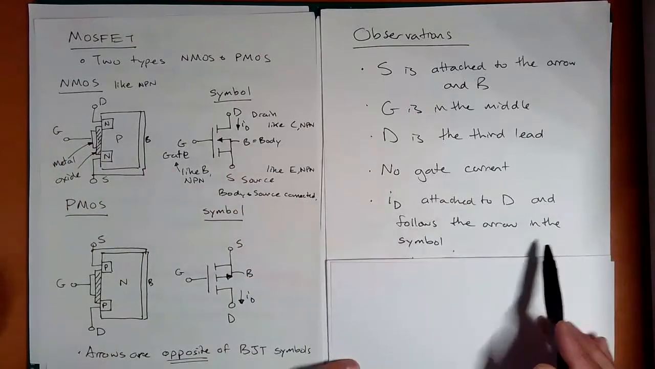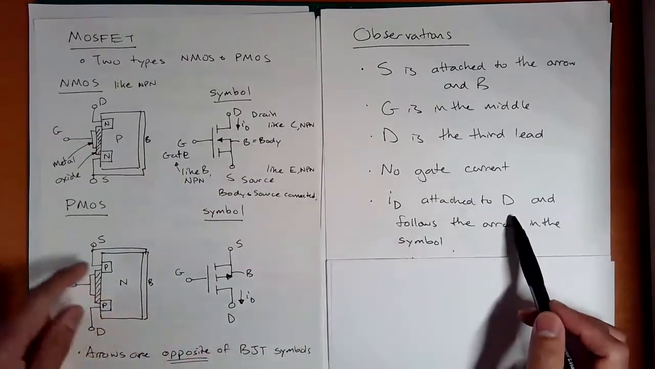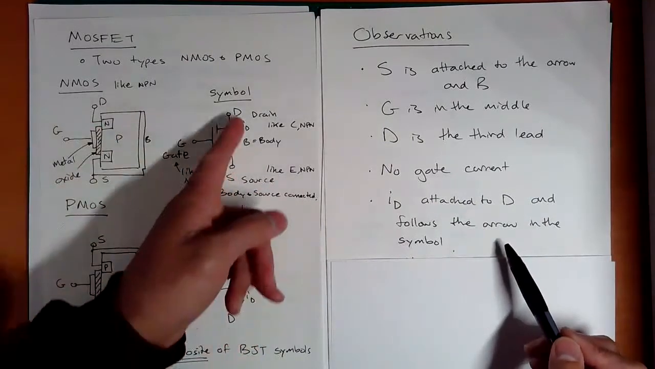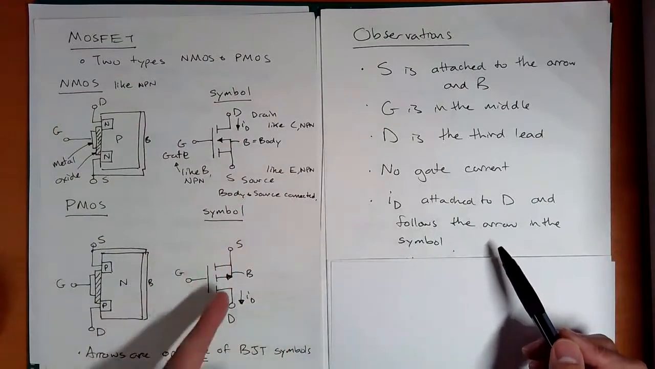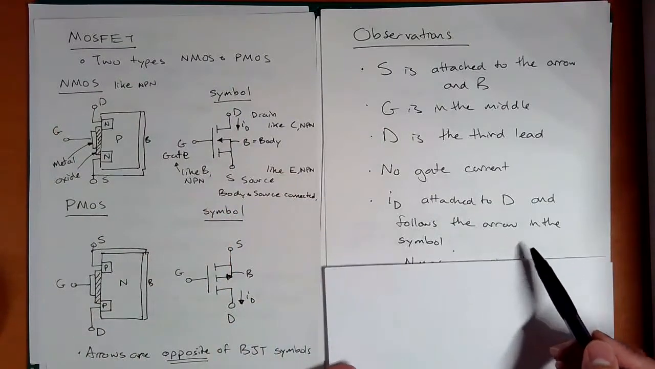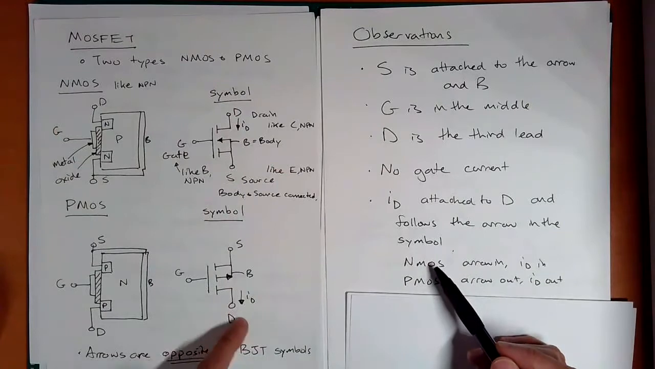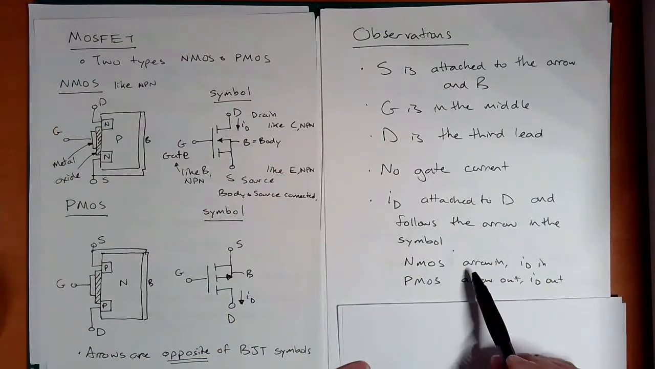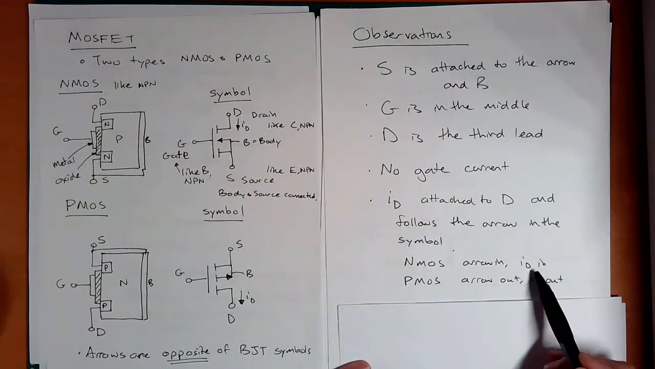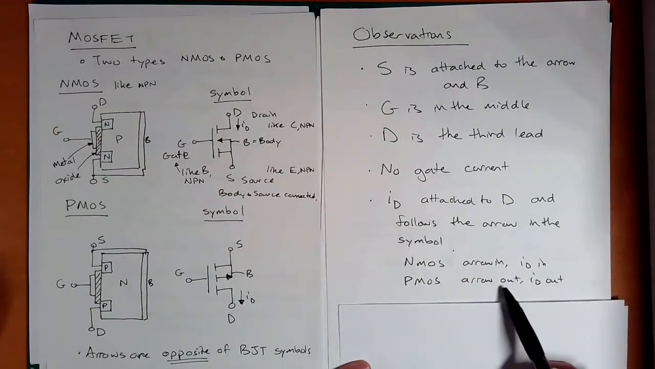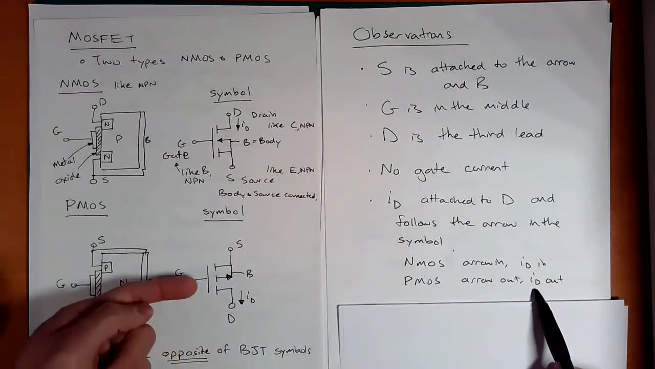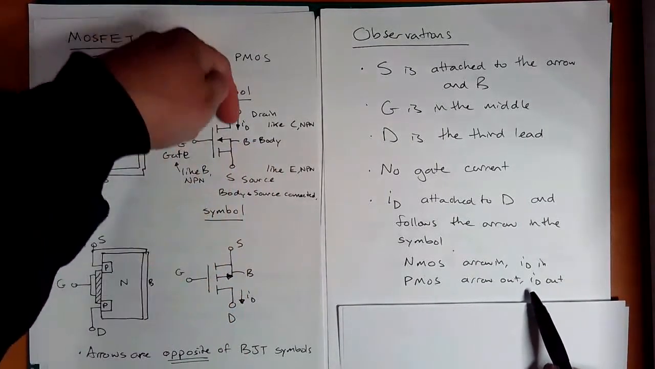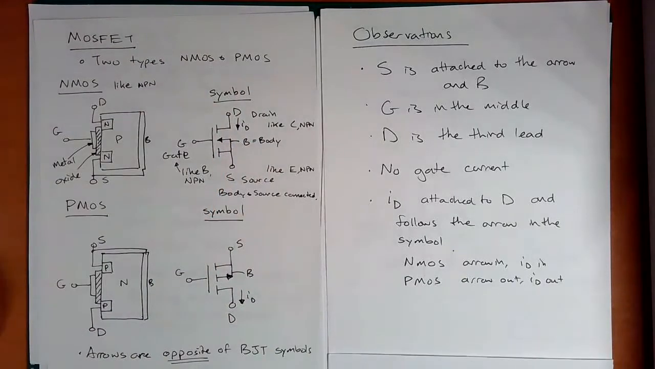Okay, now ID is attached to D. But really it doesn't matter because this ID flows all the way through by KCL, right? And it follows the arrow in the symbol. So out and down. So NMOS arrow in, ID in. PMOS arrow out, ID out. Right, so arrow out, ID out. NMOS arrow in, ID in. If that makes sense.